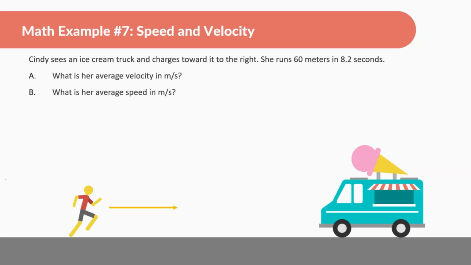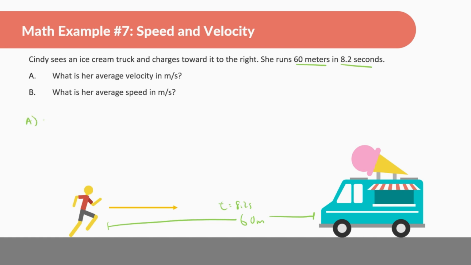Example number 7. Cindy sees an ice cream truck and charges toward it, toward the right. She runs 60 meters in 8.2 seconds. What is her average velocity in meters per second? What is her average speed in meters per second? Again, we're going to underline keywords: 60 meters, 8.2 seconds. Next, you want to draw out the problem. Luckily, a lot of this is drawn out, but I'm going to draw the finer details. So 60 meters in a time of 8.2 seconds.